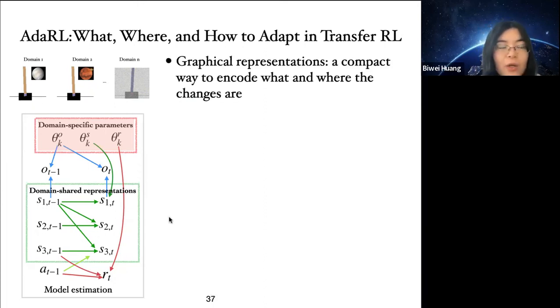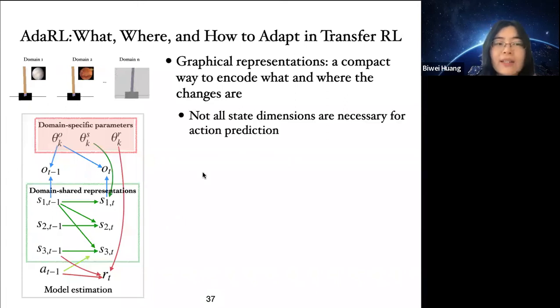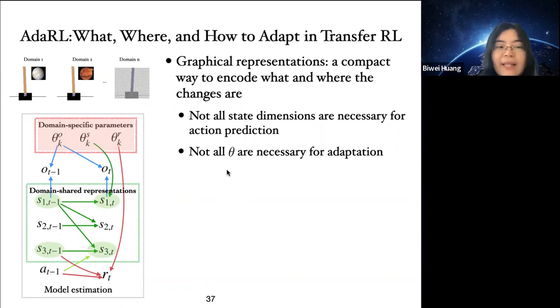So we can see that graphical representations provide us a compact way to encode what and where the changes are. Specifically, from the graph structure, we can know which state dimensions are necessary for action prediction. In this example, only S1 and S3 are needed for policy optimization, but not S2, because it doesn't influence the future reward. And moreover, we can know where the changes are and know which changes should be adapted. In this example, only the gravity change captured by theta S and the possible reward changes captured by theta R need to adapt. But we don't need to adapt the white noise captured by theta O because it doesn't affect the future reward.